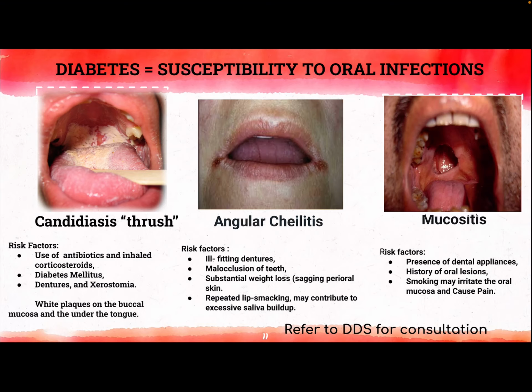Among the risk factors are use of antibiotics and corticosteroids, xerostomia, ill-fitting dentures, malocclusions, smoking, and inadequate oral care. As for the oral manifestation, we can see white plaques in the buccal mucosa and under the tongue. Refer to the DDS for a consultation immediately.